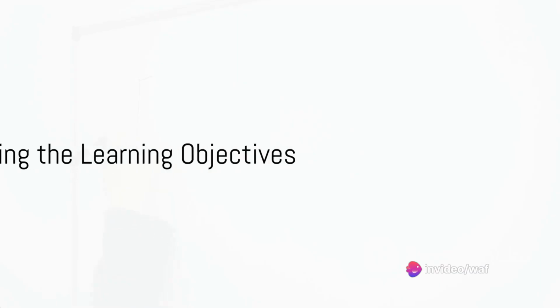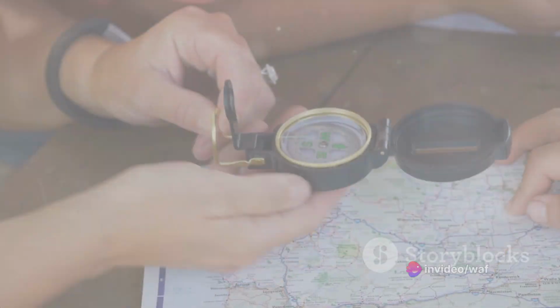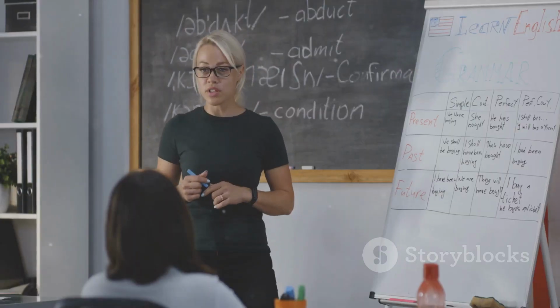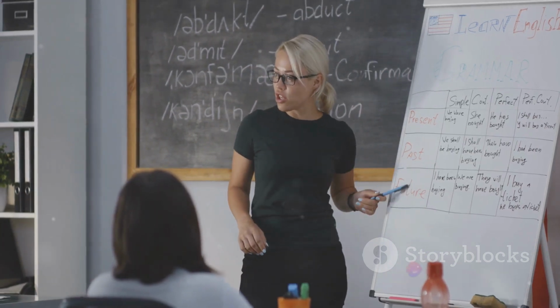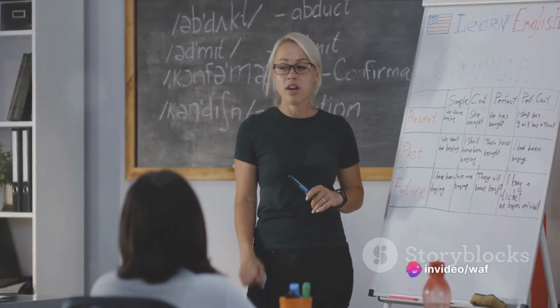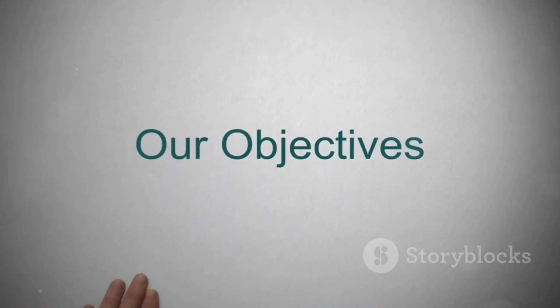Step 1 is defining the learning objectives. This is where the journey begins. This phase involves outlining the skills, knowledge, and competencies the learner should acquire by the end of the program. The objectives should be specific, measurable, achievable, relevant, and time-bound. These are commonly known as SMART objectives.